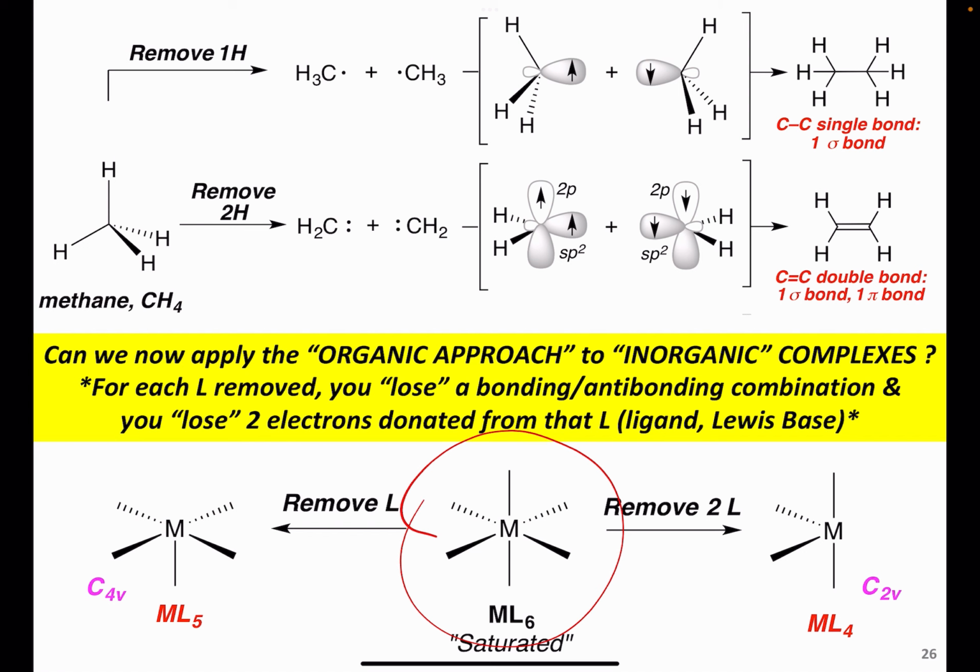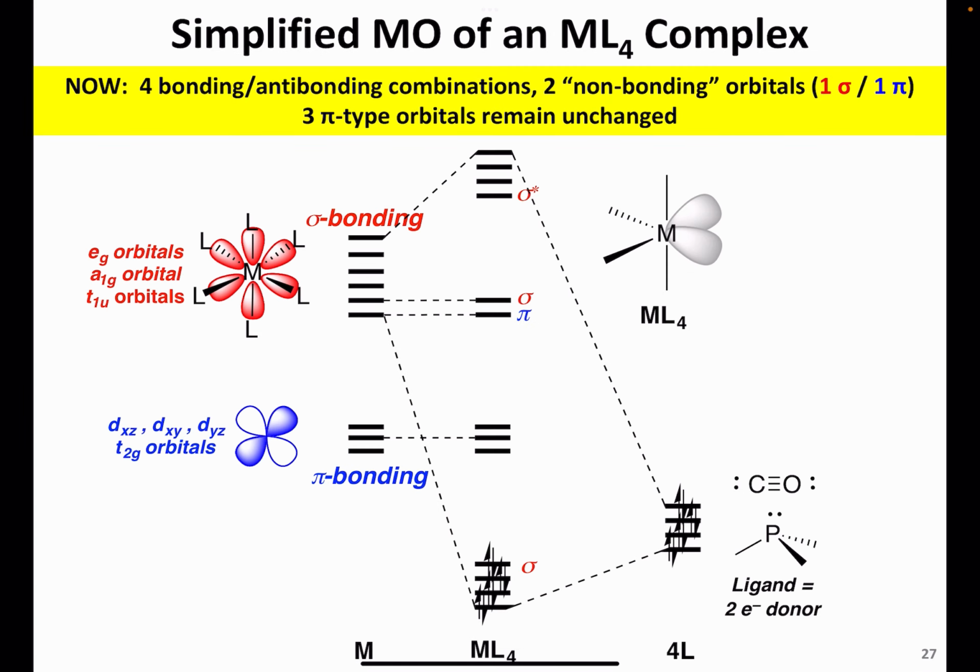If we go back to our octahedral geometry and now remove 2 cis-oriented ligands, we now get to an ML4 geometry. Well, what's going to happen? We're going to lose 2 bonding combinations and 2 anti-bonding combinations, and we're going to lose 4 total electrons. And so here now is your ML4 diagram. Notice that you have 4 bonding combinations, 4 anti-bonding combinations.